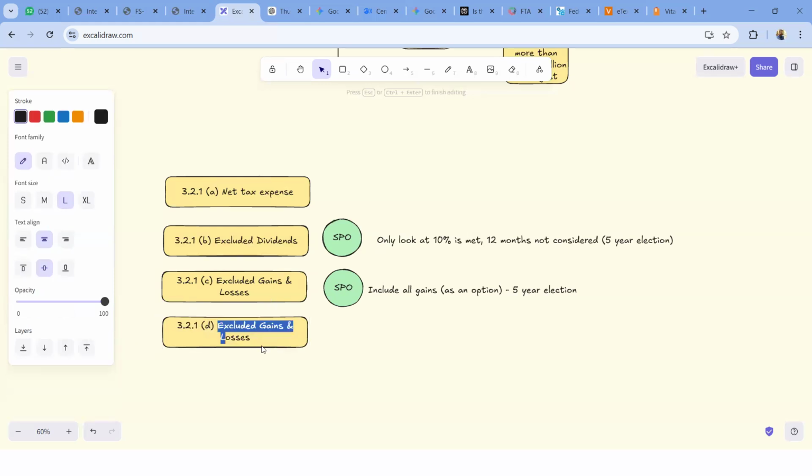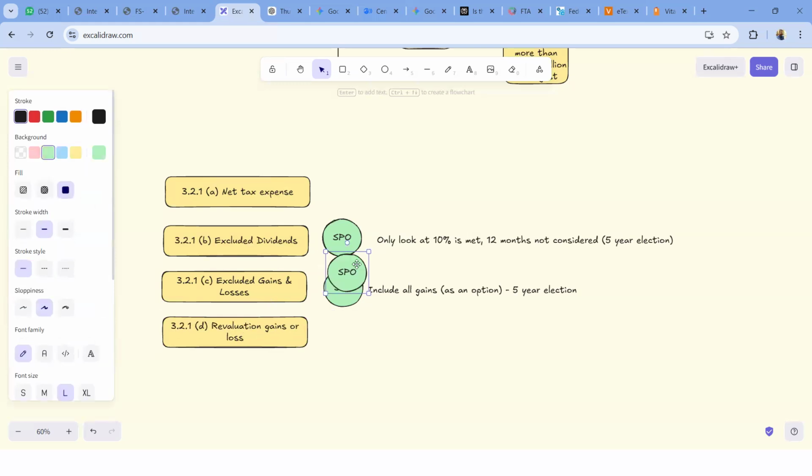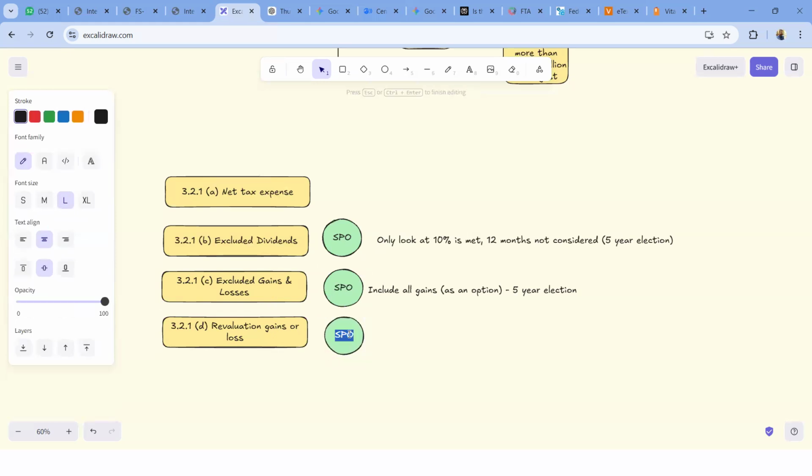3.2.1d is revaluation gains or losses. But here I also have an option where I tell them about realization. So I have a realization option, and this is also for... yes. Now, this is one batch.